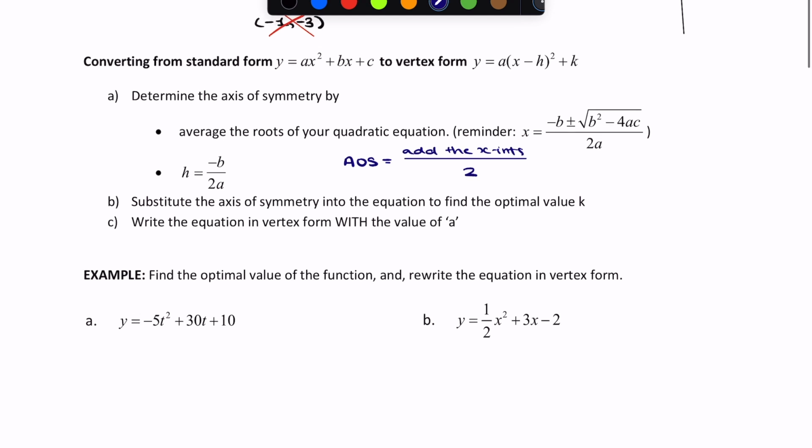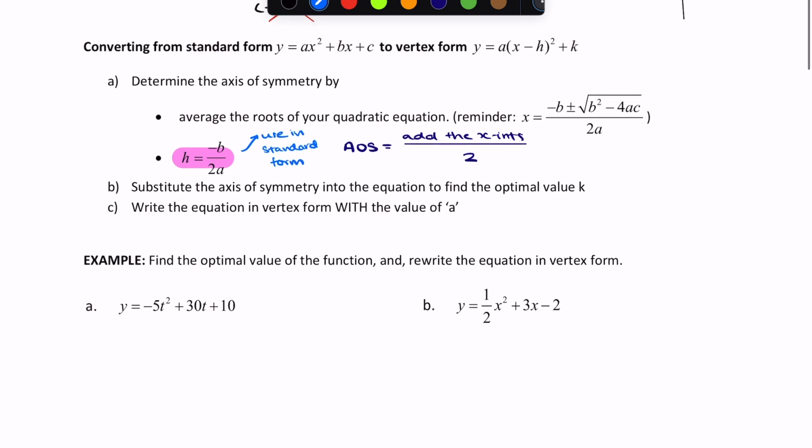Another way to find it is looking at h is equal to -b over 2a. We use this formula when the equation is in standard form and we have our b and our a value.